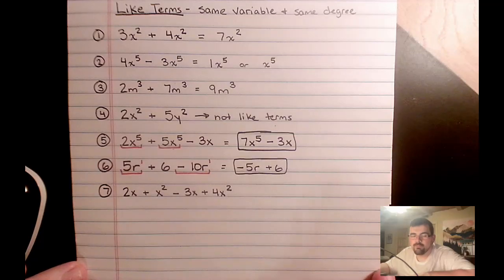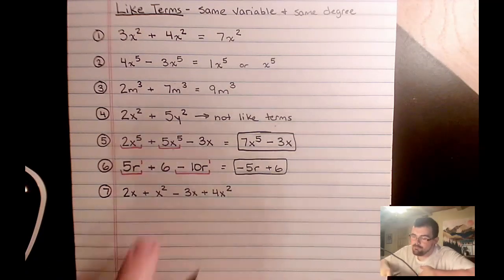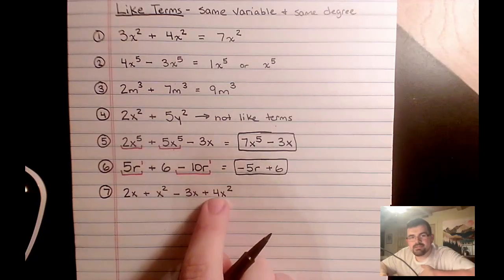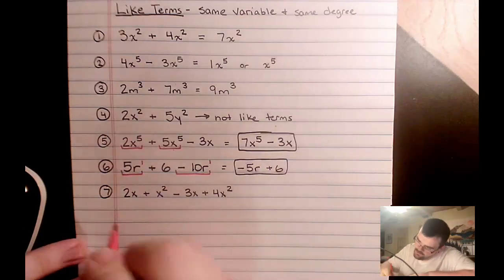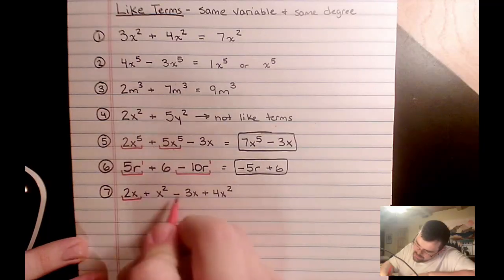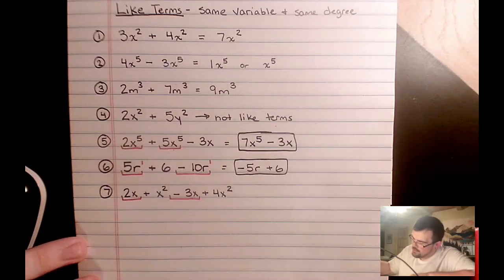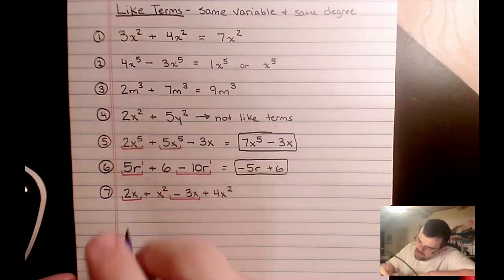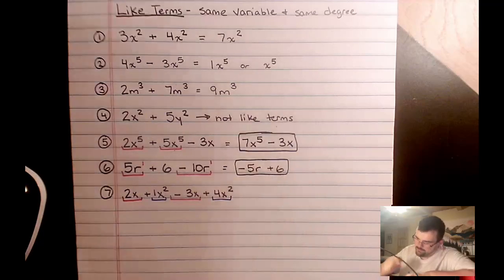Even longer one. 2x plus x squared minus 3x plus 4x squared. So I've got multiple pairs of like terms here. I've got a 2x and a negative 3x. And I've got a 1x squared and a 4x squared.